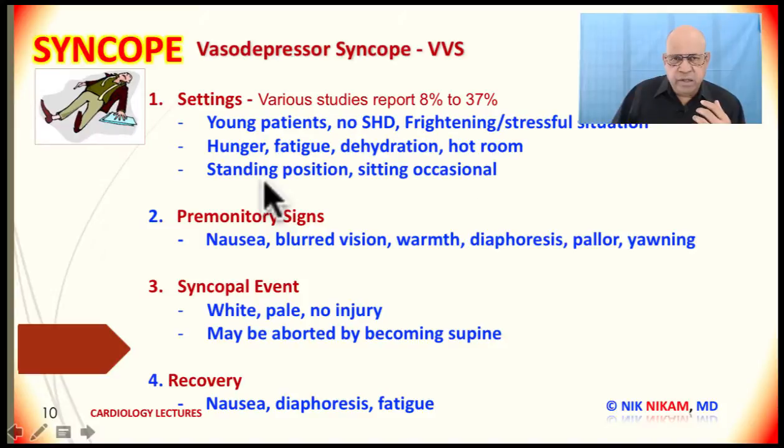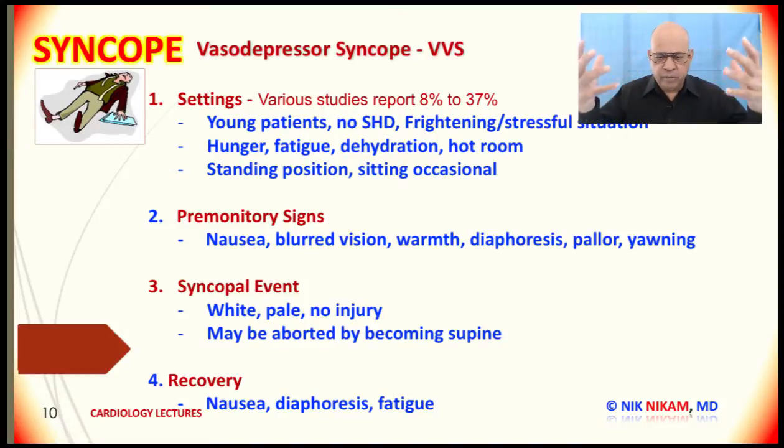And it is generally seen while the person is in a standing position, and occasionally while the person is sitting down. The premonitory signs would include nausea, blurred vision, the eyes get fuzzy, associated with a warm feeling going all the way down the body, sweating, pallor, and yawning.